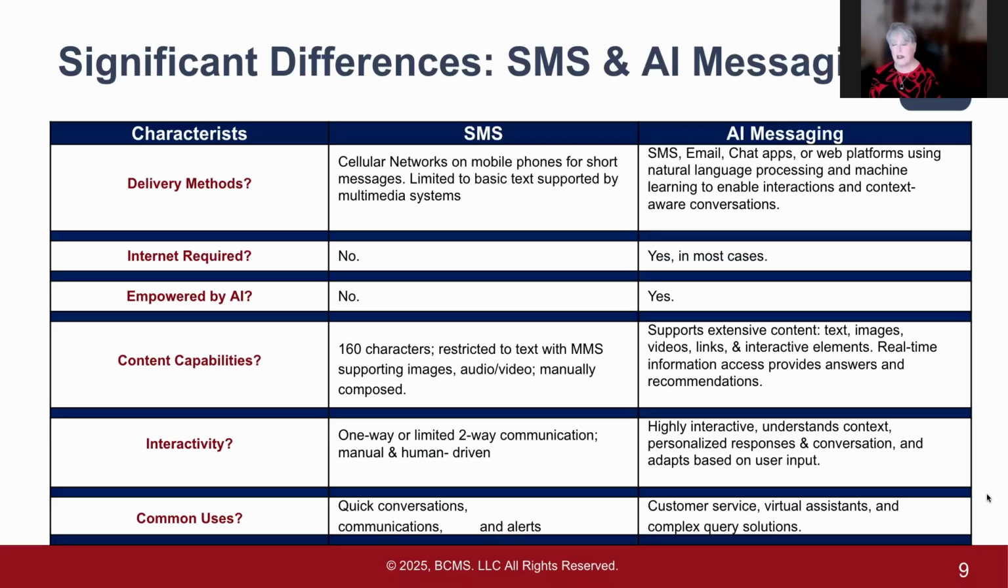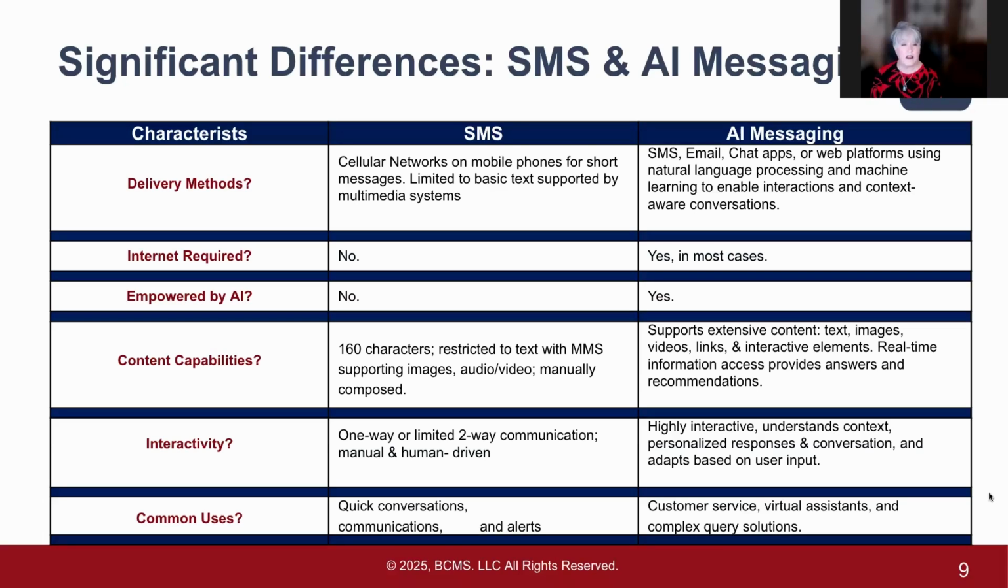And interactivity, obviously, SMS was meant to be one way, like, hey, you're late, or I'm lost, or you get back and forth, how do I get to your house? Well, let me tell you. And AI messaging, again, is interactive. There's a lot of understanding of the context by AI, and it's very conversational. And finally, the common uses: quick conversations with SMS, and with AI we're looking at consumer services, virtual assistants, and as I said before, a lot of Q&A.